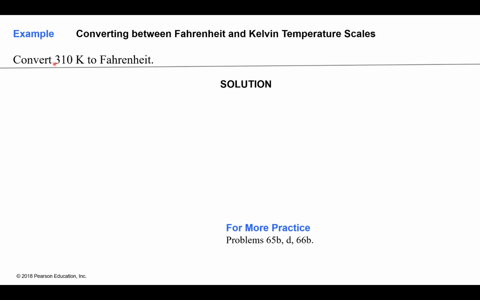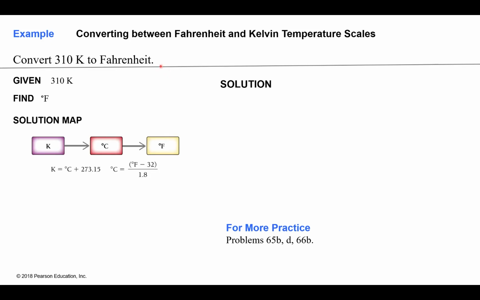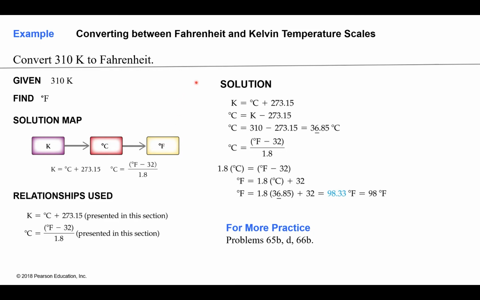Let's take a look at converting Kelvin to Fahrenheit. 310 K to Fahrenheit. So I'm going to go from Kelvin to Celsius, then Celsius to Fahrenheit. If I want to convert from Kelvin to Celsius, I'm going to rearrange this equation to be Kelvin minus 273.15. That'll be 310 minus 273.15, which is 36.85. Keep in mind, no decimal places, right? 310, no decimal places.